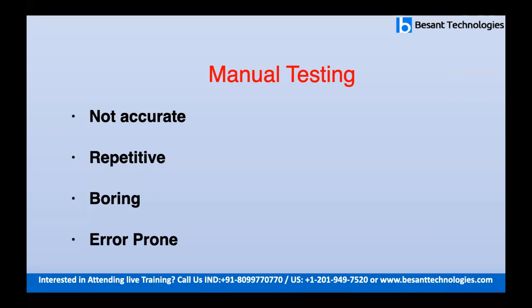Testing can be done manually, and we can do automation testing also. But when you're doing manual testing, we have some disadvantages. Let's see what they are. When you're doing manual testing, the result is not that accurate when you compare it with automation testing. And performance testing cannot be done with the help of manual testing. You're going to write the same test case again and again, so it will be a boring process.